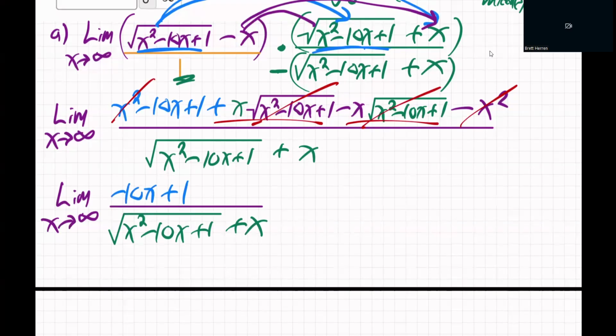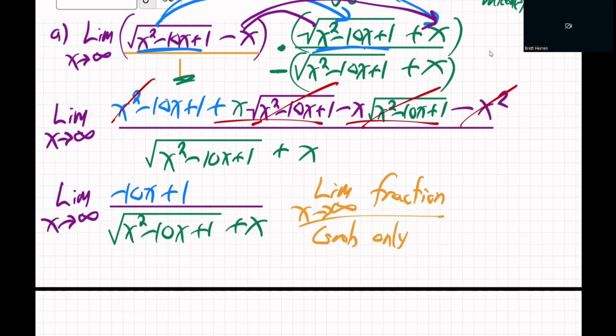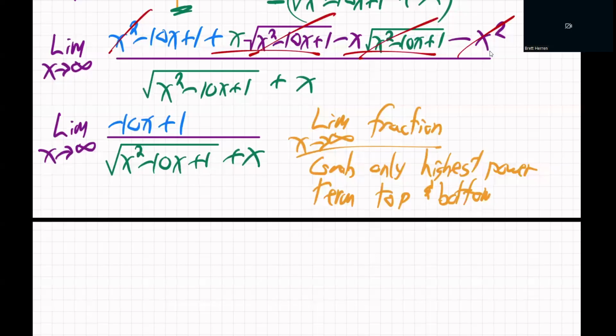Well, so now if you plug in, you're going to get infinity here, infinity there, and infinity there. You may say, well, it's infinity over infinity, it's one. No, it's unclear. So remember what we do when we have the limit as x goes to infinity of a fraction. You need to know the game plan for that. It comes up a lot. You grab only the highest power term on the top numerator and the bottom denominator. So that's all that matters.